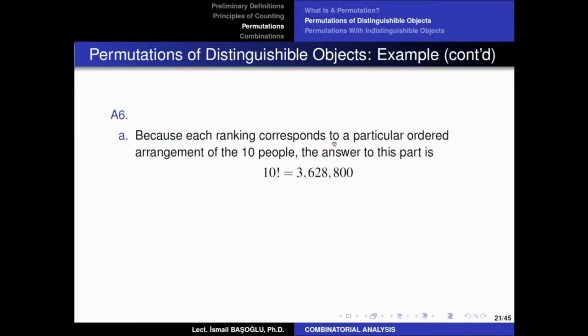Now, each ranking corresponds to a particular ordered arrangement of 10 people. Therefore, each ranking is a permutation, and we have 10 factorial different permutations, which is 3,628,800 different permutations we can create with these 10 people. So that is 10 factorial.